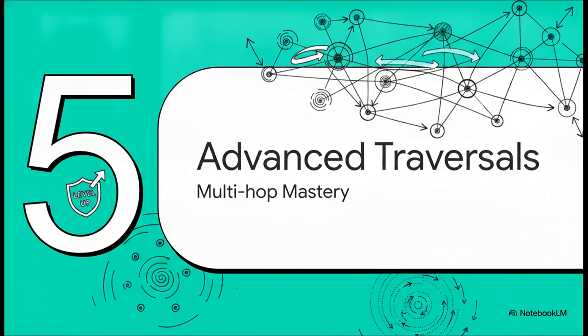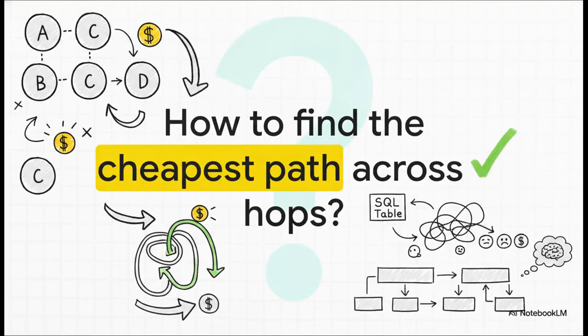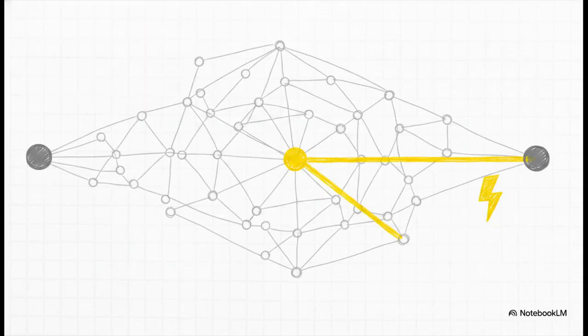Section 5, Advanced Traversals. This is where we get into multi-hop mastery. So imagine this complex business problem. You need to find the absolute cheapest transfer path between two financial accounts. But this path might bounce across multiple intermediate accounts, let's say across 3 different hops. Now, try to imagine writing a recursive CTE in traditional SQL to calculate aggregations across an unknown number of hops. Actually, scratch that. Don't imagine it. It's terrifying. But BigQuery handles this beautifully.